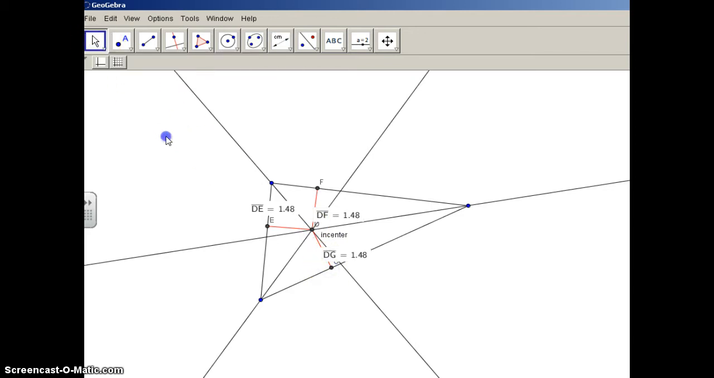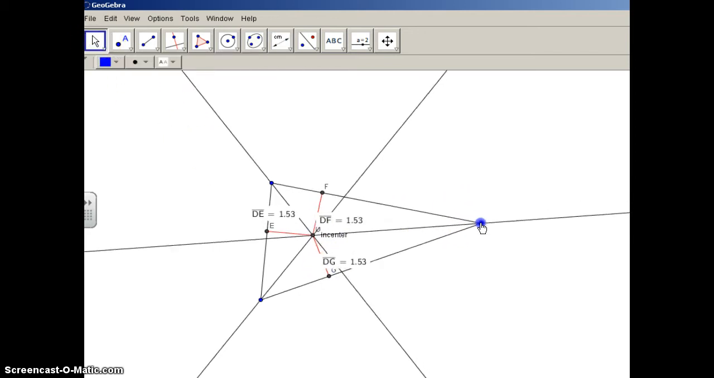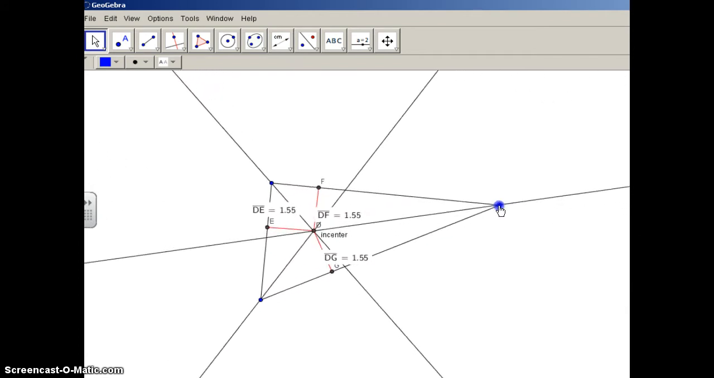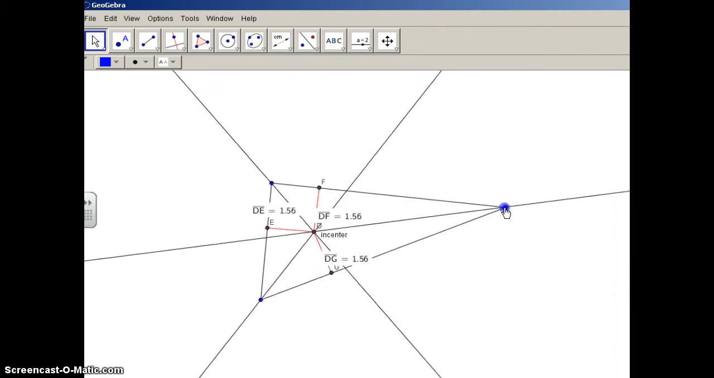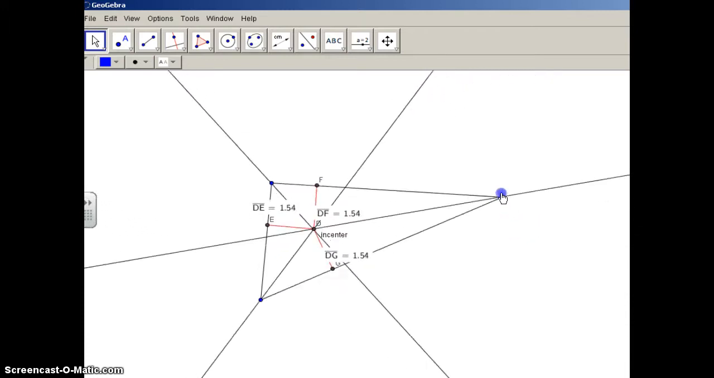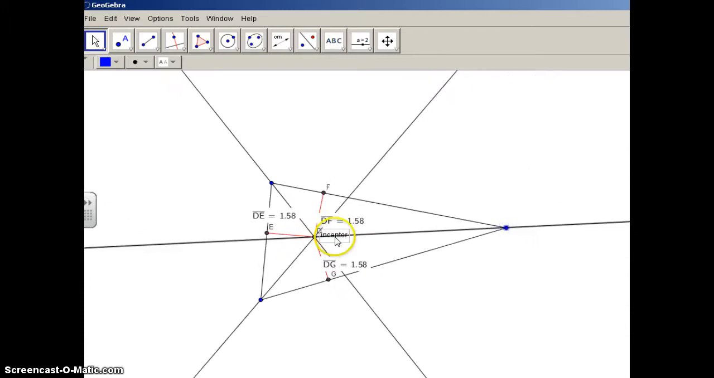Now watch what happens if I move my triangle around. Notice the incenter is staying inside the triangle, and all of those distances from the incenter to the side of the triangle are staying equal to each other. Okay? That's the special thing about the incenter.